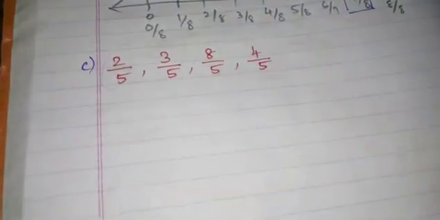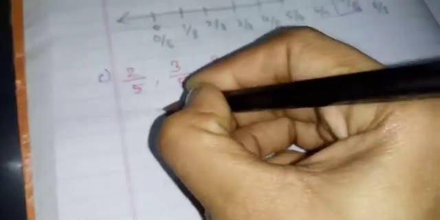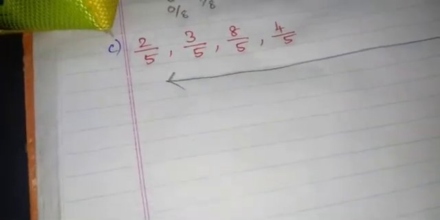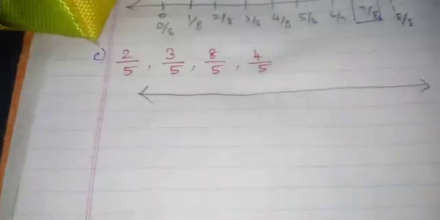2 by 5, 3 by 5, 8 by 5, 4 by 5. All the denominators are the same, so we don't want to make any changes. Now first we'll draw a number line. See, the first value is 2 by 5, right? 2 by 5 is what fraction? It is a proper fraction, so it will lie between 0 and 1.